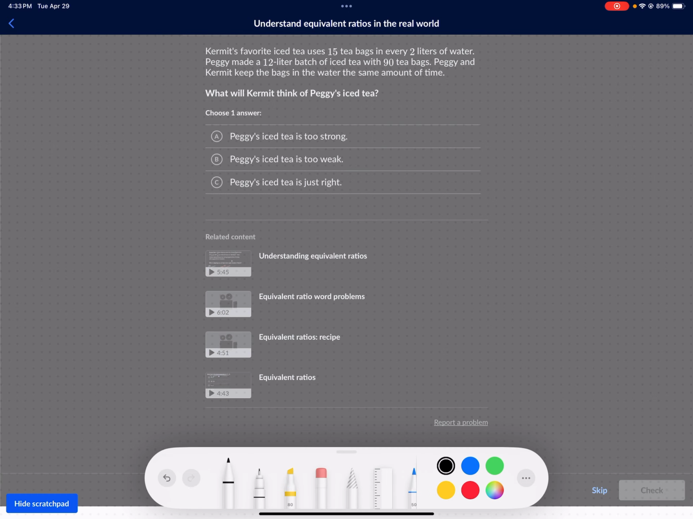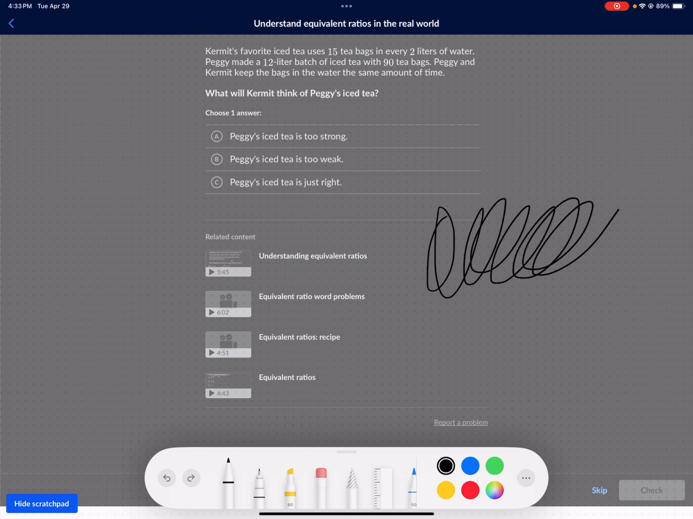Oh, wow, okay. This one's more of like common sense, but I guess we can use it. So notice what we have here. Kermit uses 15 bags for 2 liters of water. So this is Kermit, okay? Kermit has, let's just say he has like this much water. So this is a moderate amount. This is like just right.